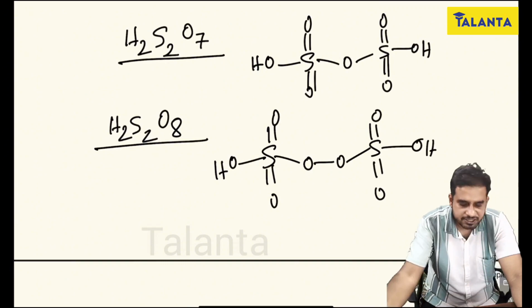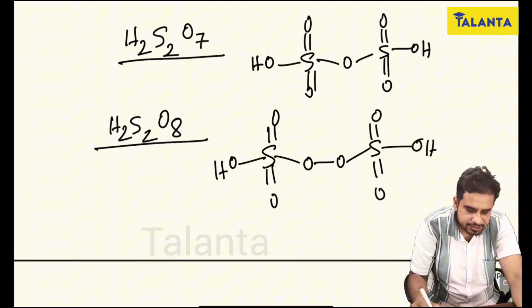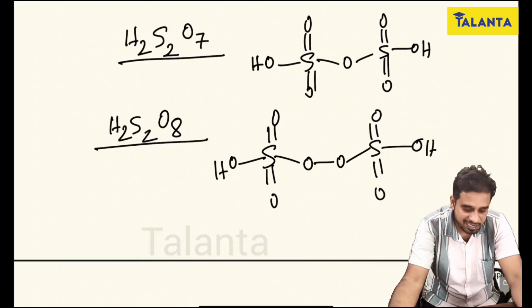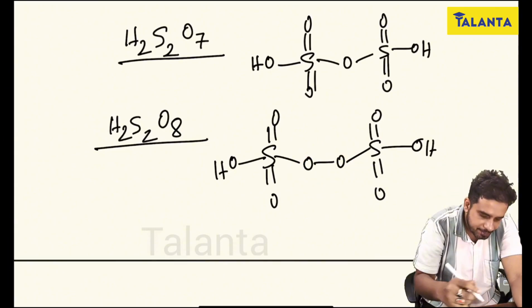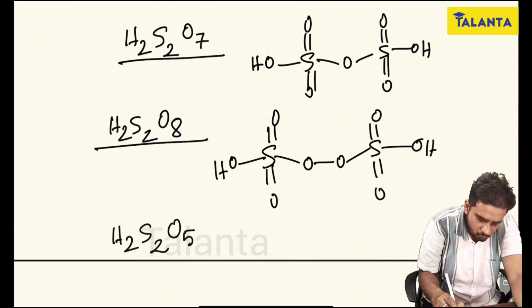This is the structure of Marshall acid, as it contains this peroxy linkage, so it is also referred to as peroxydisulfuric acid. Next, we are going to draw the structure of H2S2O5.